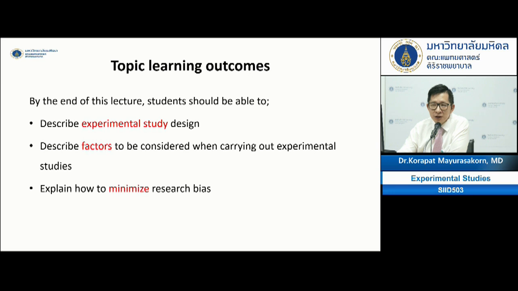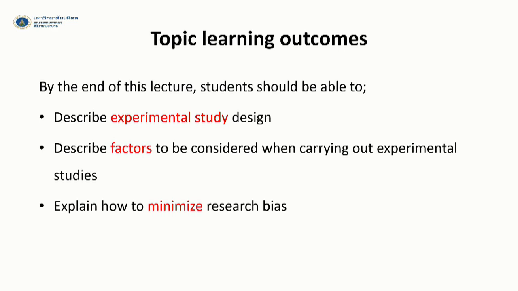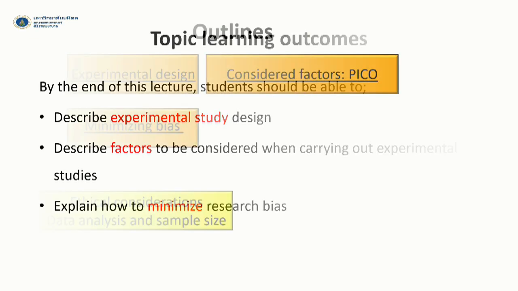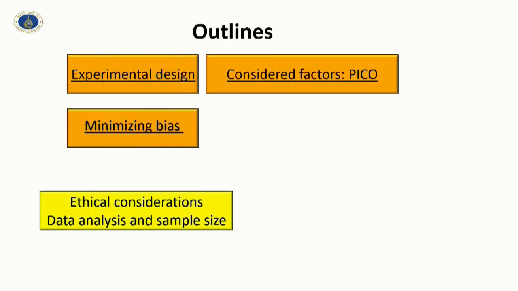So after this session, you should be able to learn three separate things. First, describe experimental study design and describe factors to be considered when carrying out experimental studies. And lastly, explain how to minimize research bias so that you can produce good research in a proper way. So let's start with the first topic, experimental design.